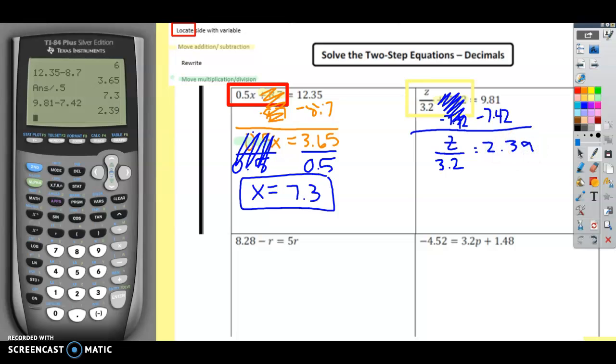Then from here, hopefully you notice that the second operation you see here is a division of 3.2. So to get rid of it, we're going to do the opposite. We're going to multiply by 3.2.